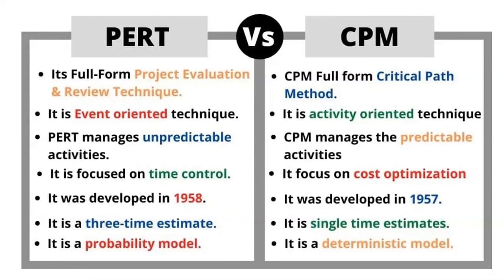PERT was developed in 1958, and CPM was developed in 1957. The second last point is that PERT is a three-time estimate and CPM is a single time estimate. Then, PERT is a probability model, and CPM is a deterministic model which will determine the accurate time.